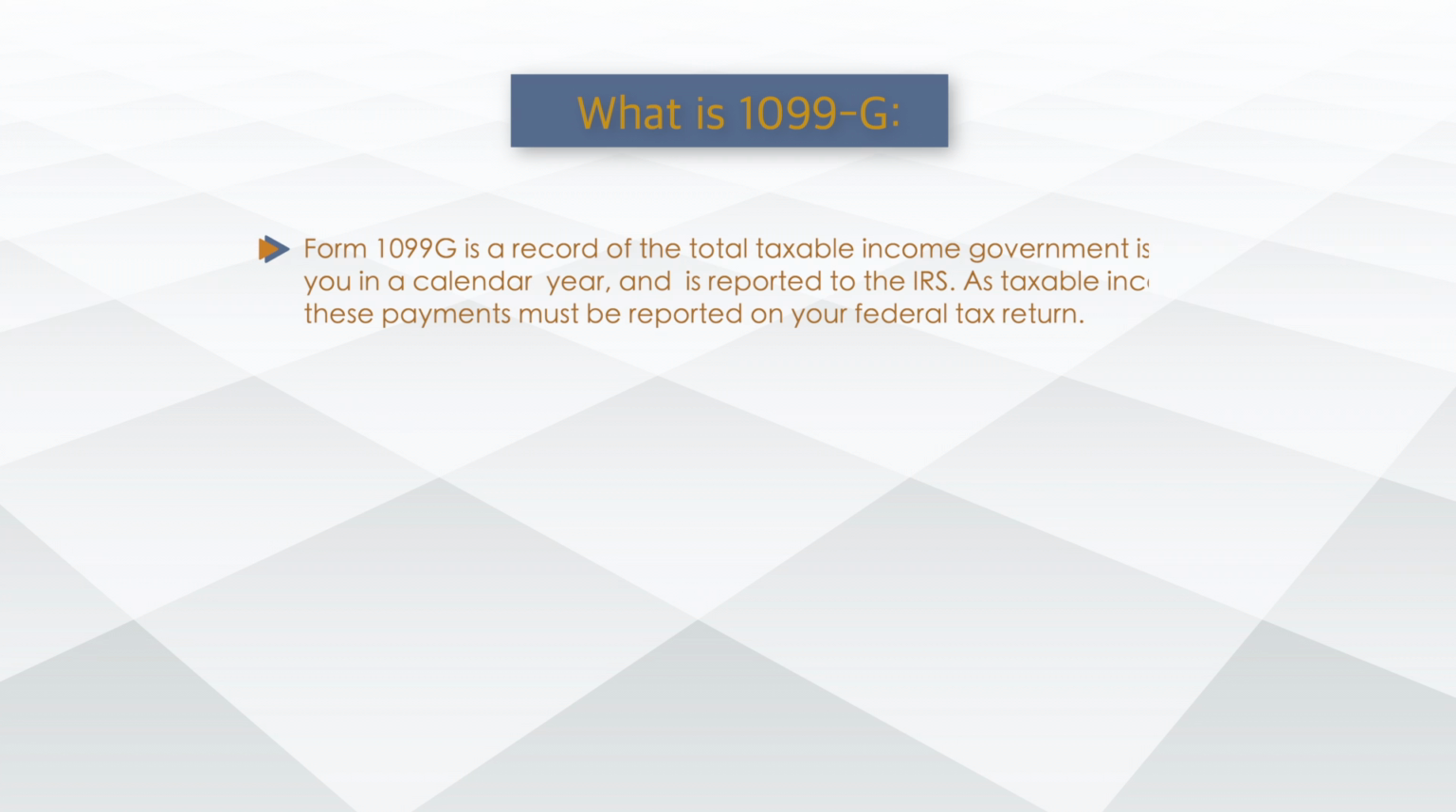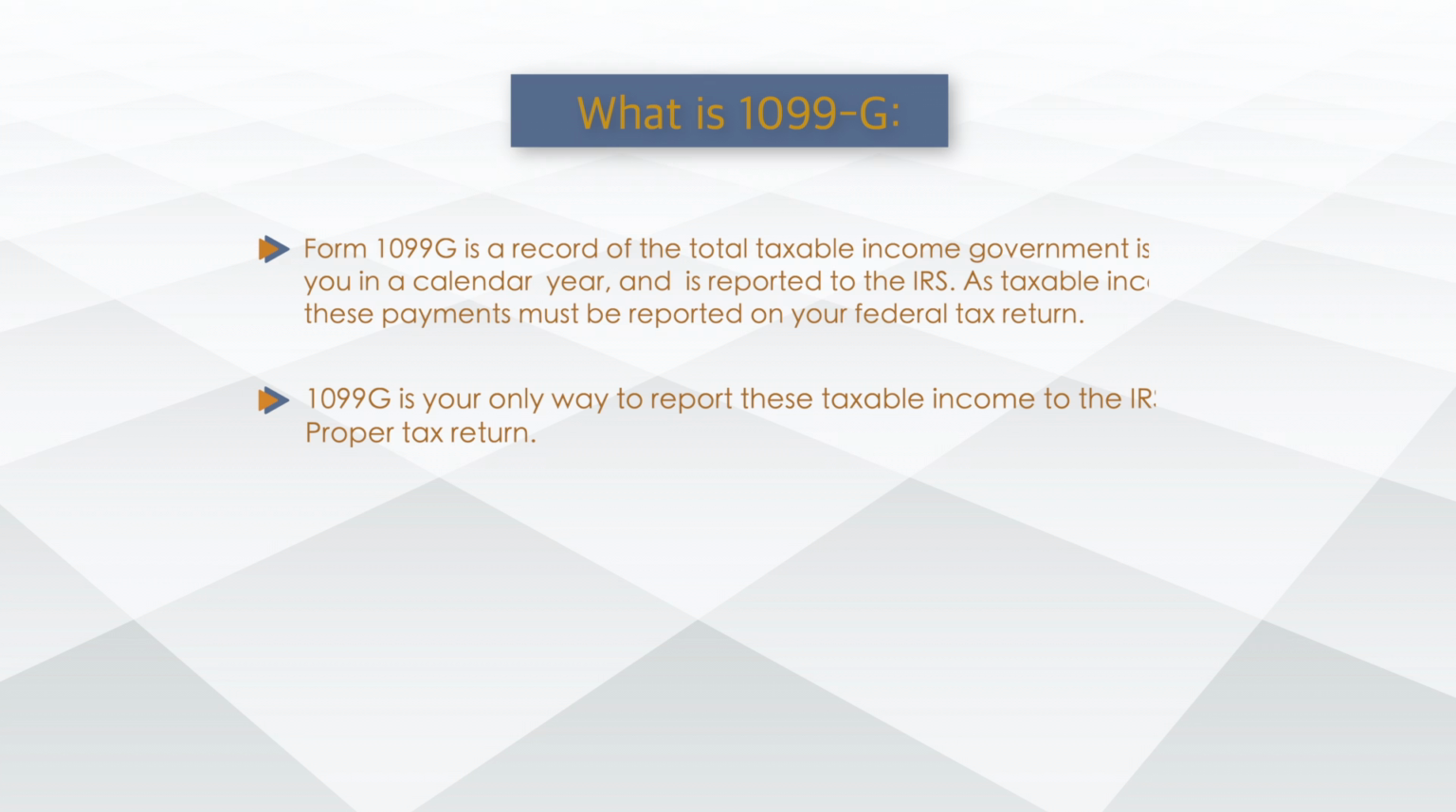So every individual will have their own 1099-G form if you have received certain benefits. Now, these benefits or payments are considered taxable income, so they must be reported on your tax return. And for that reason, you will need to use 1099-G because it is the only way to report this taxable income to the IRS.